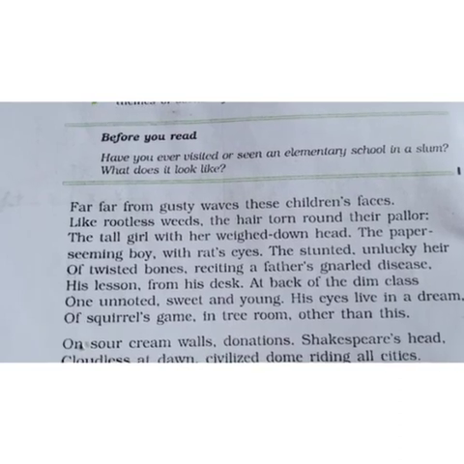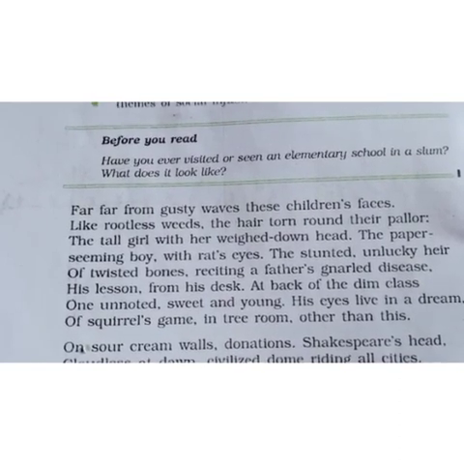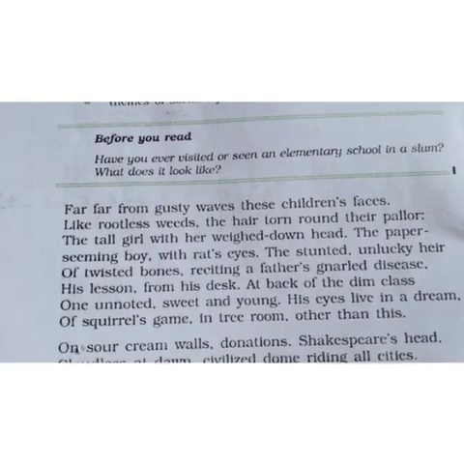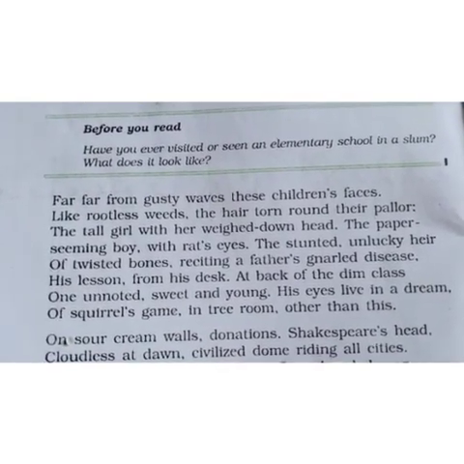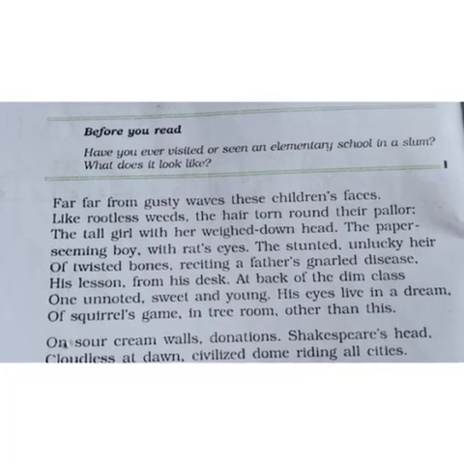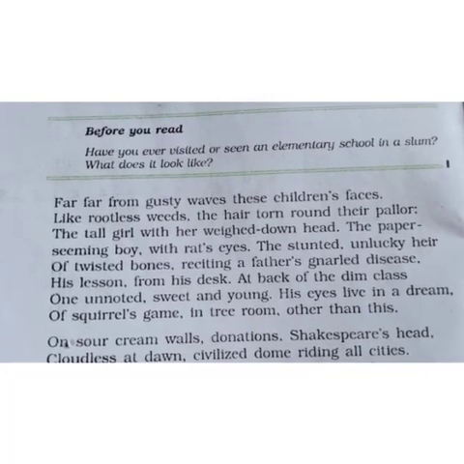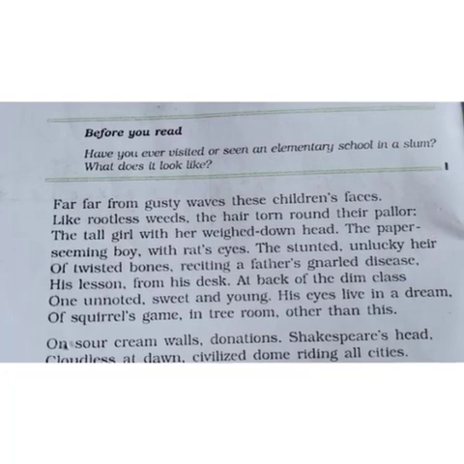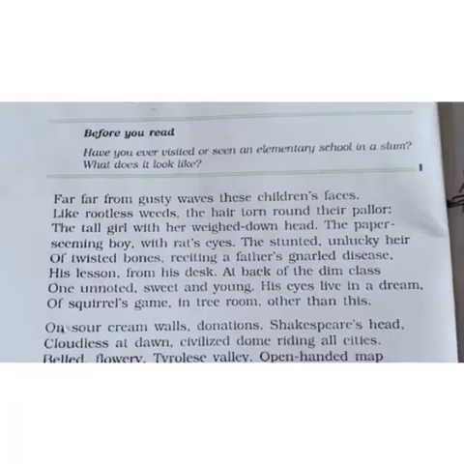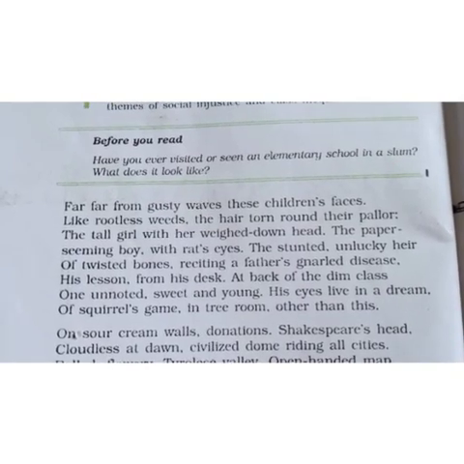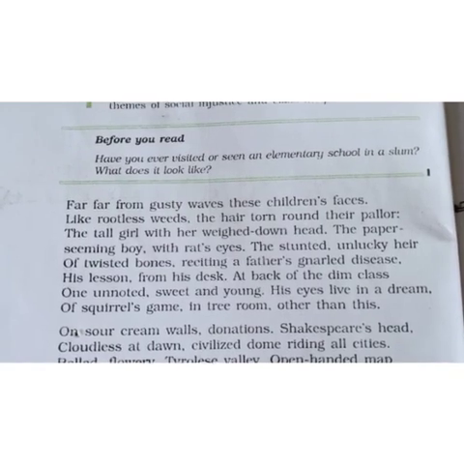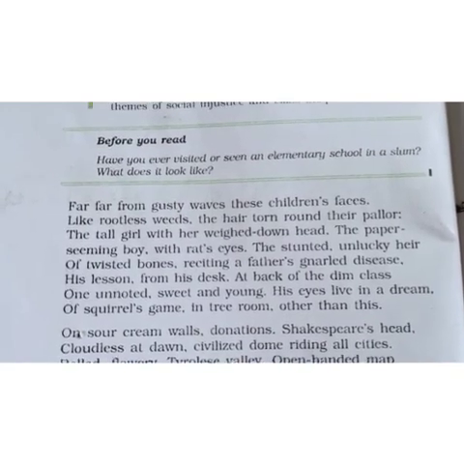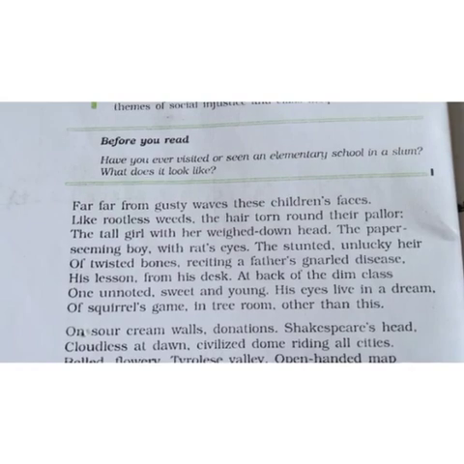Far, far from gusty waves. Now, gusty wave means breezy winds. Here it represents the fast developing world. And the children who are living in slum area are living far away from this fast developing world. They do not have any idea about the progress and development. So here the poet is comparing the children of slum area with the children living outside.